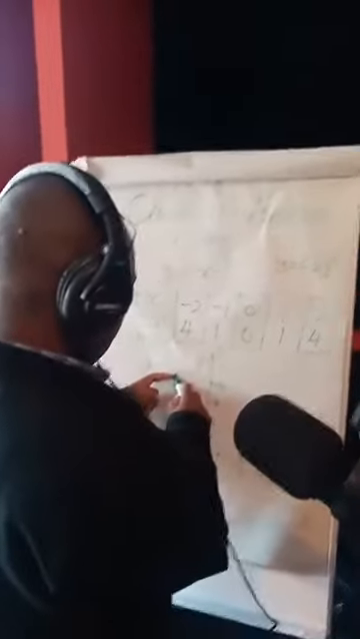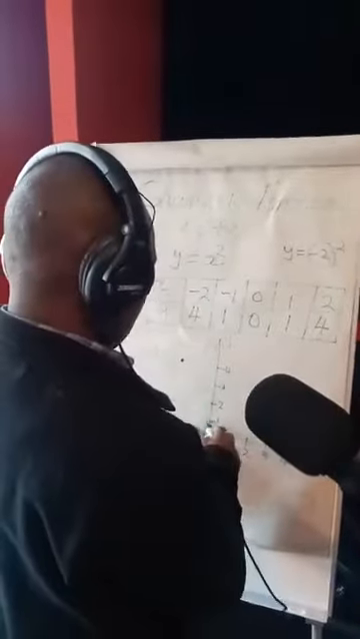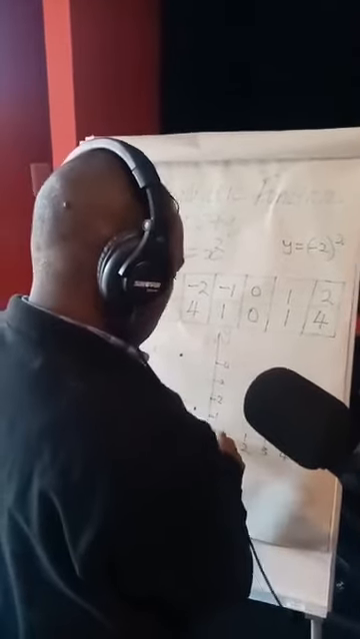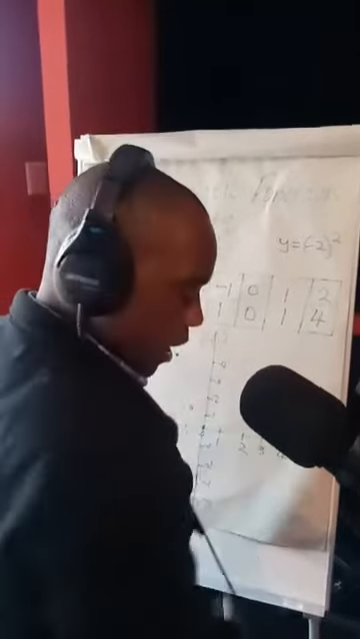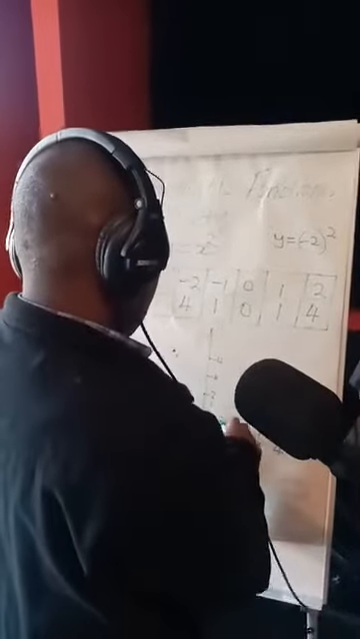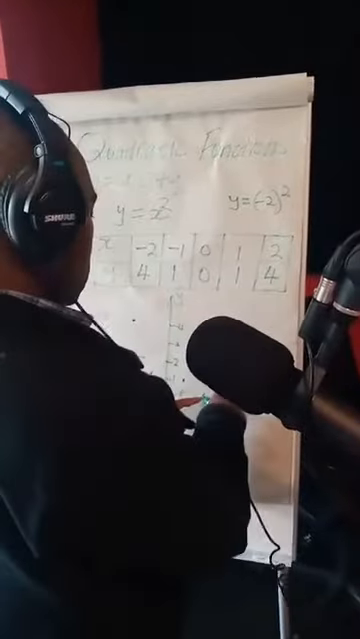The first point is minus 2, 4. So you go to minus 2, then you go to 4. Where they meet, you put a dot or a cross. Then minus 1, 1. Then 0, 0, which is the origin, where the axes intersect. Then 1, 1. And when x is 2, y is 4. They meet there.